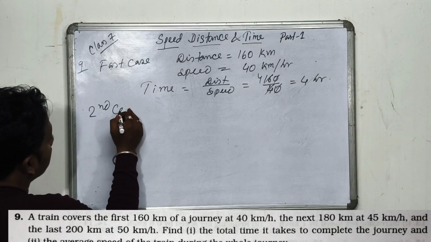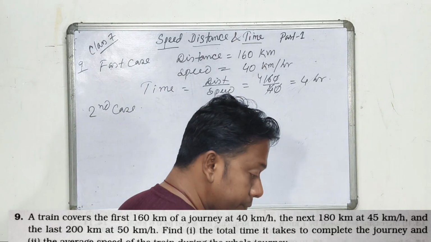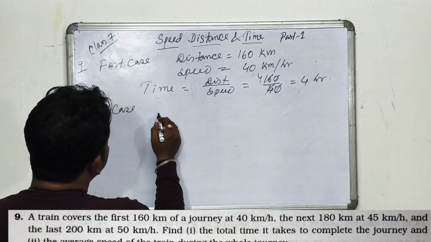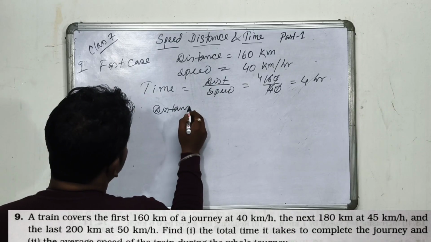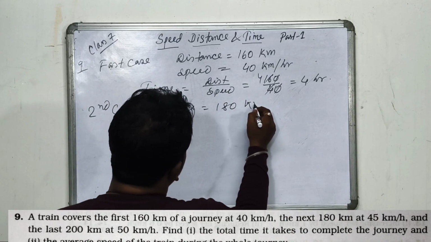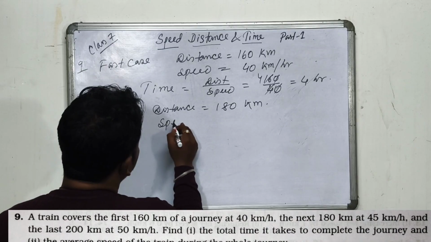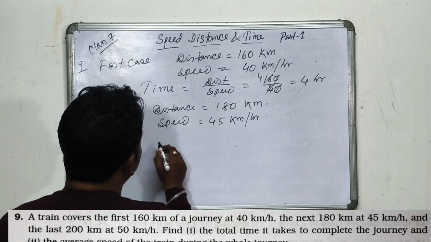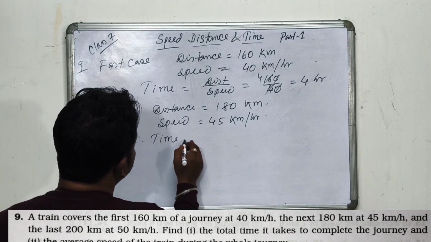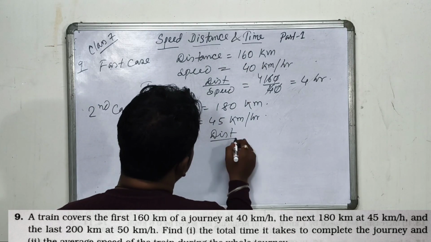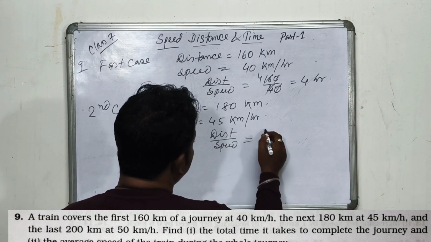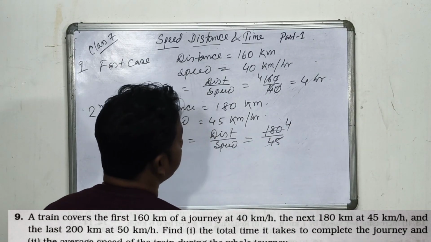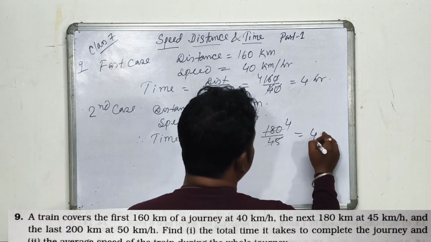Second case, the next 180 kilometers at the speed of 45 kilometers. So distance is 180 kilometers, speed is 45 kilometers per hour. Therefore time equals distance by speed, that is 180 by 45, 45 fours are 180, again 4 hours.